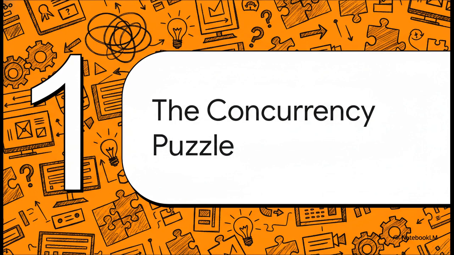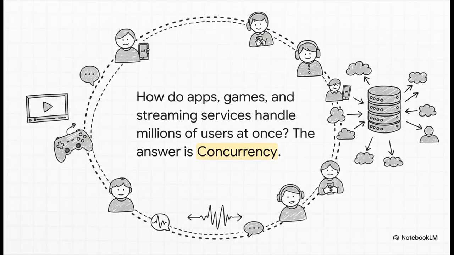Okay, so first things first, let's actually understand the problem we're trying to solve here. It's a really fundamental challenge in modern computing, and it's called the concurrency puzzle. Have you ever stopped to wonder how a service like Netflix can stream movies to millions and millions of people all at the same time? Or how a huge online game with thousands of players doesn't just collapse? Well, the magic behind all of that is this one concept, concurrency. It's basically the art of doing a whole bunch of things at once.